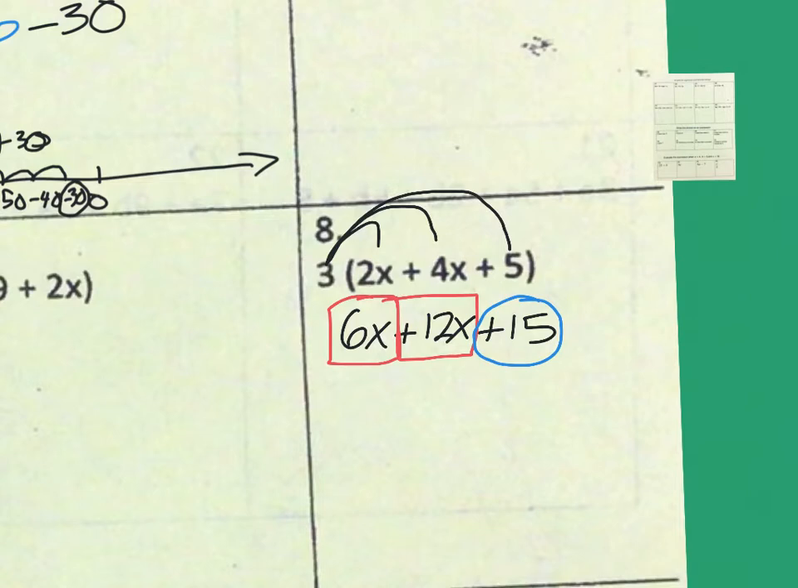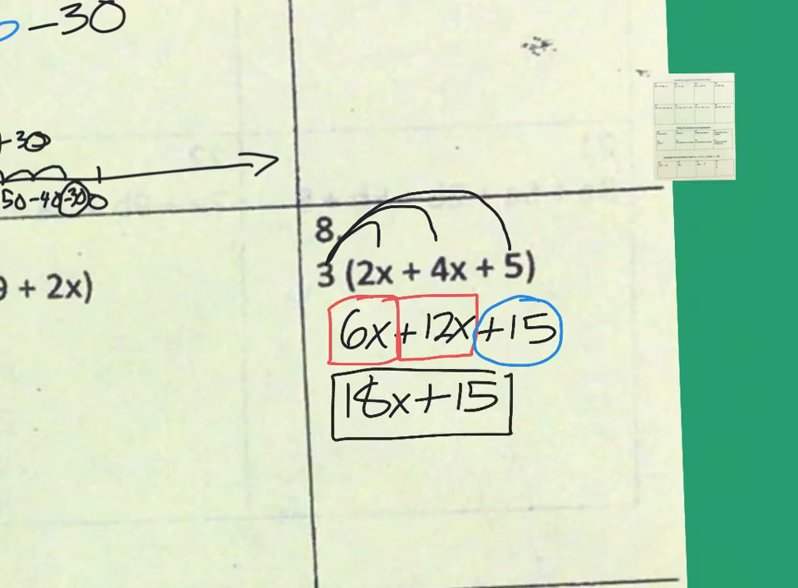So 6 plus 12 is 18x. Then we have plus 15. That is our final answer. Not too difficult. You just have to take it one step at a time.